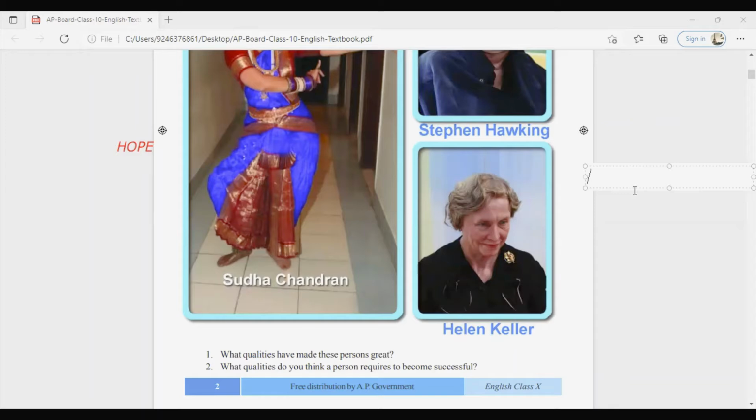If you want to be a very good person and reach great heights, disability is not at all an obstruction. Okay? Disability undi kada ani mana life ni manamu ఆపకూడదు.